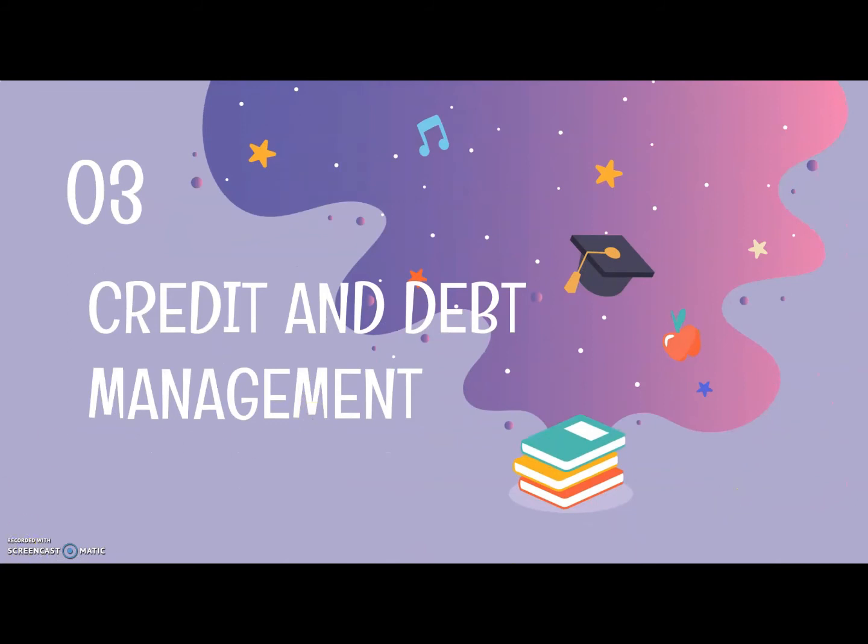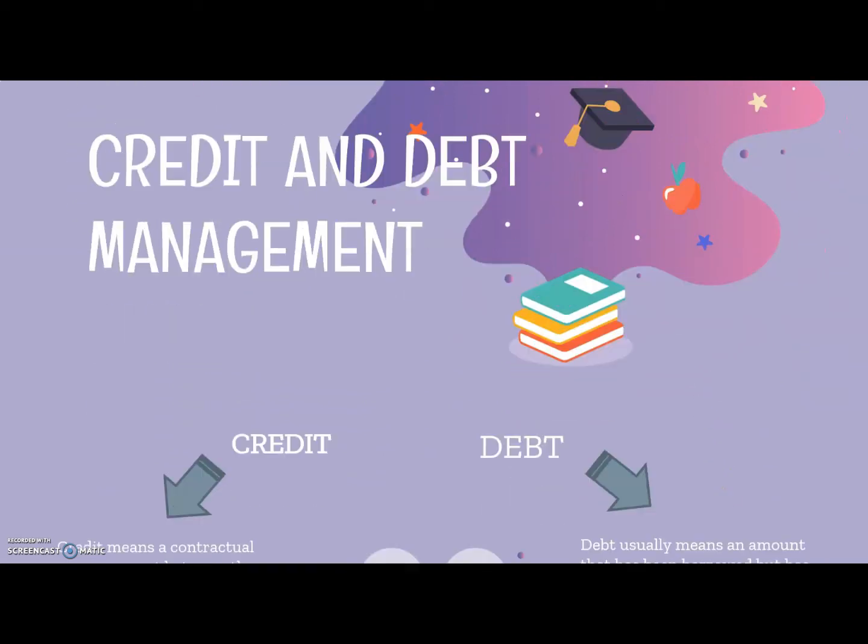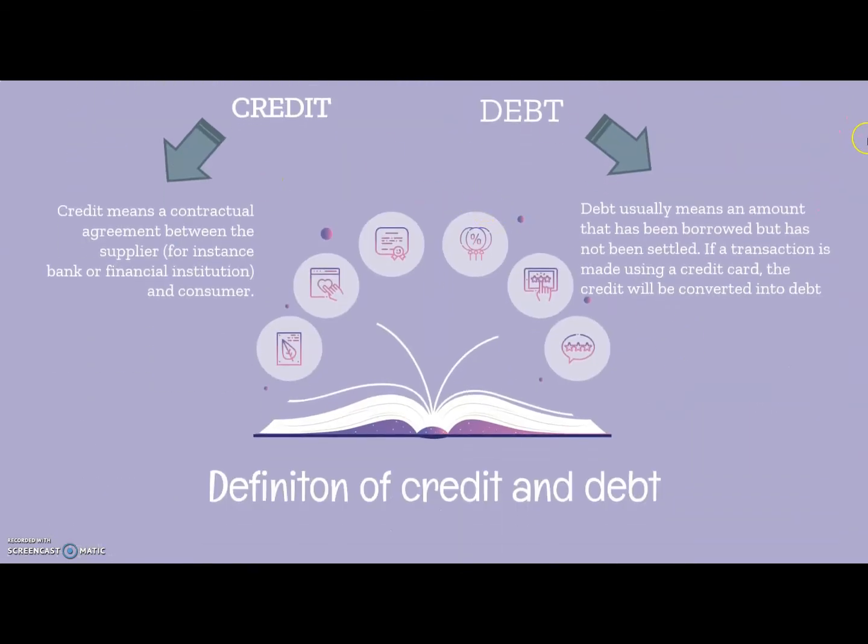Okay, next is credit and debt management. What is credit and what is debt? Credit means a contractual agreement between the supplier, for instance a bank or financial institution, and the consumer. While debt usually means an amount that has been borrowed but has not been settled. If a transaction is made using a credit card, the credit will be converted into debt.